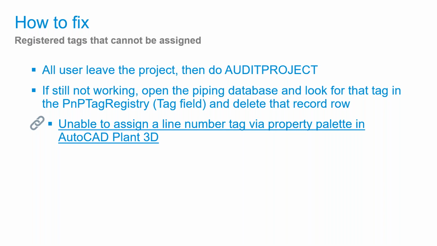So usually what you want to do there is ask everyone to sign out of the project so you can run a full audit. It should purge that out. In some extreme situations it doesn't find that, and we've seen that a few times before. You can go into whichever database it is, P&ID or the piping database, and go into the PNP tag registry table and look for that record row. You'll see that tag number and you can delete that row. That'll free it up, so when you come back in, you can use that tag again.